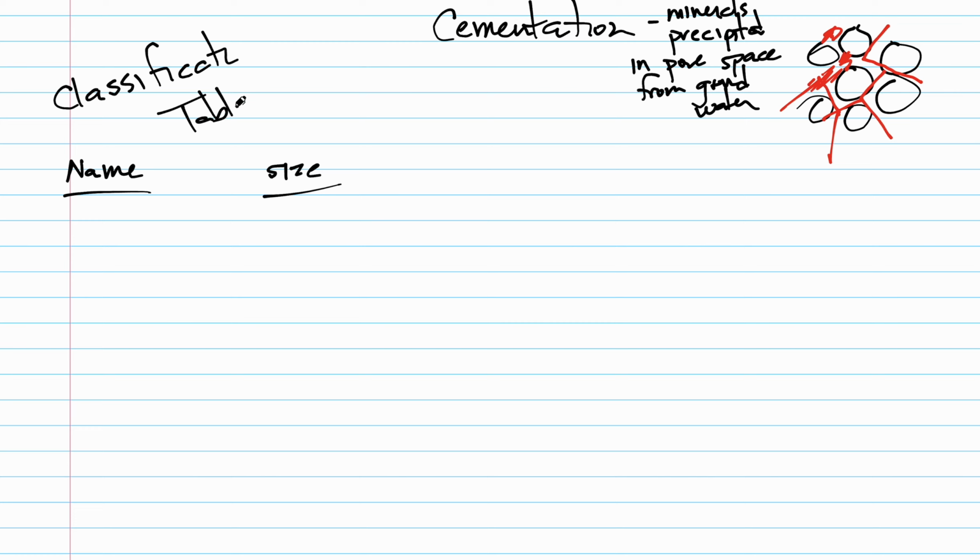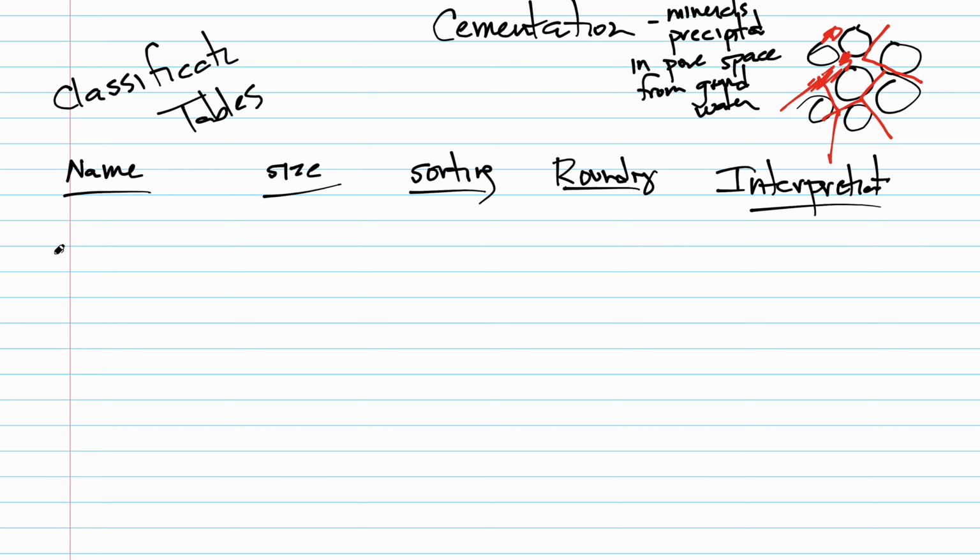If we have a clastic sedimentary rock put in front of us and we don't know what it is, we could go to this table to help figure it out. Here's the eventual name, the size of the particles, the sorting of the particles, and the rounding of the particles, which is important. And then finally, we can talk about the interpretation of how we get that combination of rounding, sorting, and size to get this material.